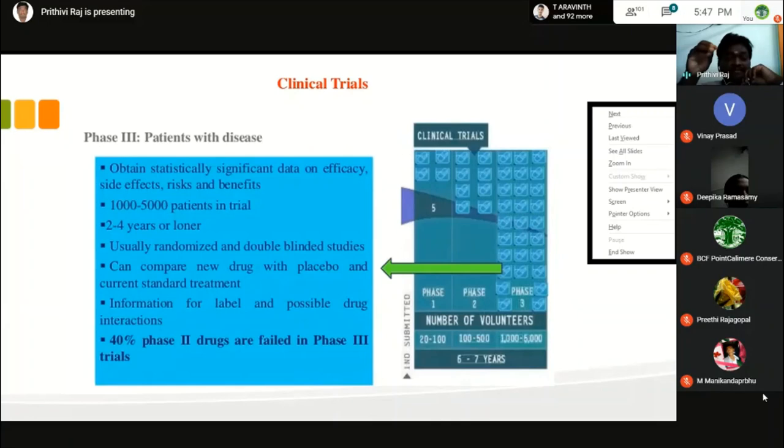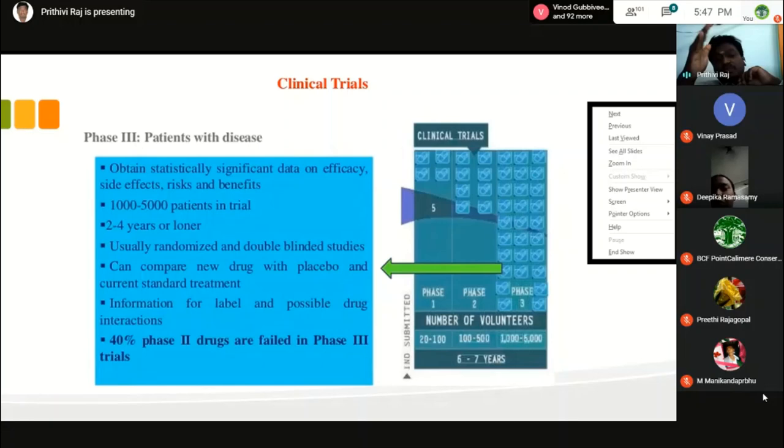For example, we take penicillin, the known drug, and we have to choose it along with the unknown drug. Only then can we know whether the combination of the known drug with the unknown drug has an effect or not. In these cases, we have to choose 1,000 to 500 patients in the trial.